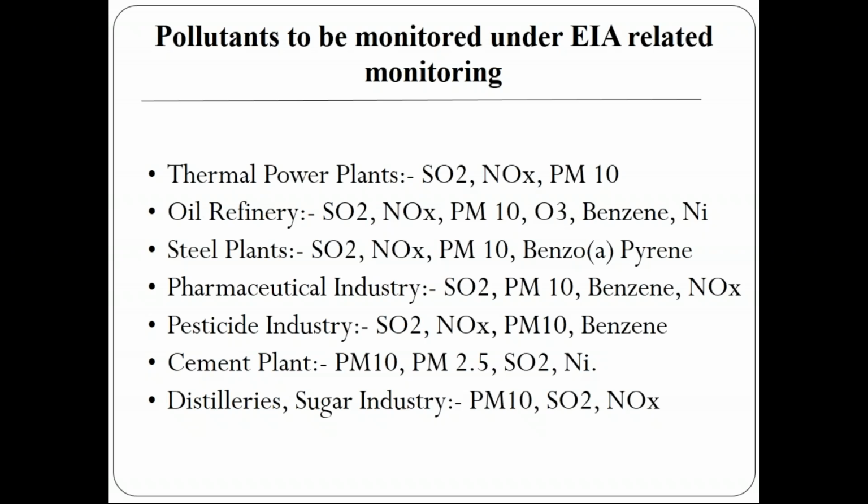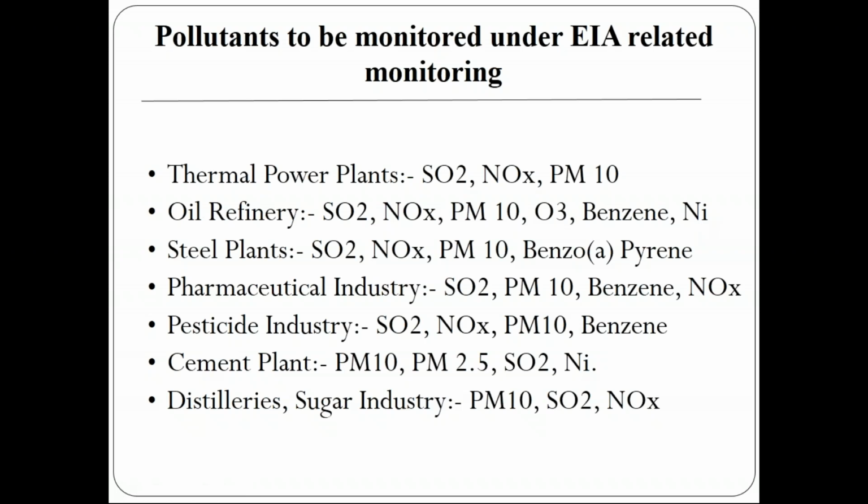So here you can see some pollutant parameters. SOx, NOx, PM10 are required. These are mandatory in EIA. In case of an oil refinery, then PM, SOx, NOx, ozone, benzene, and nickel are also required. Ozone, benzene, nickel are apart from all those four regular parameters.